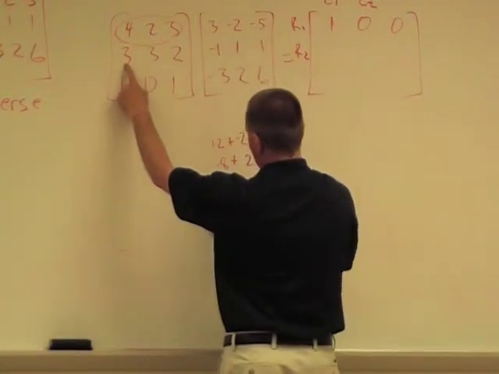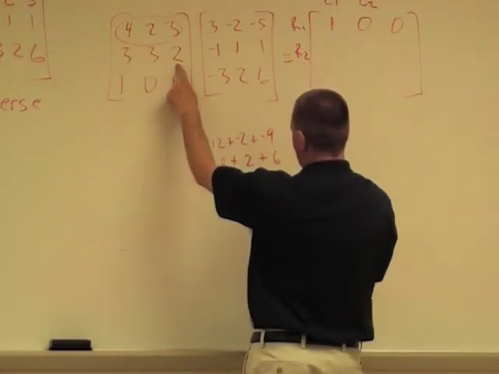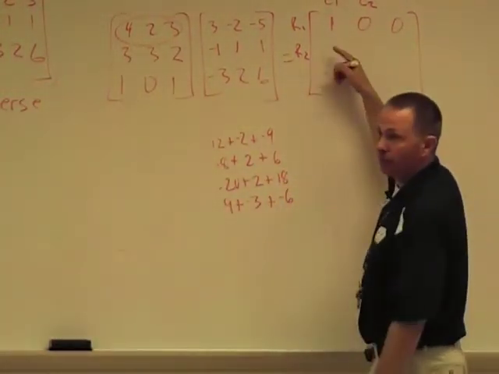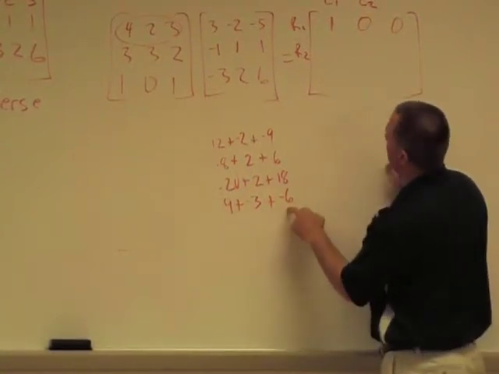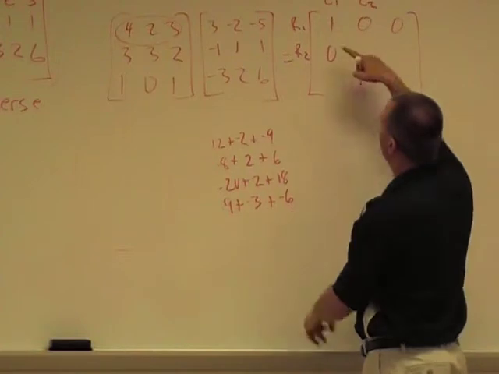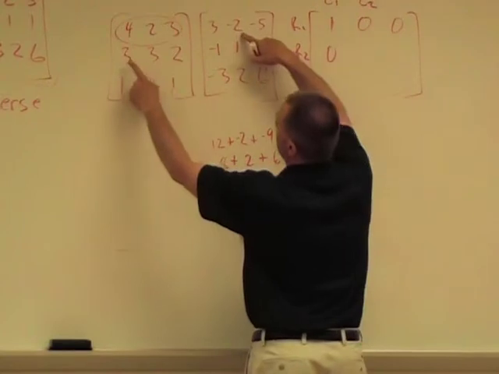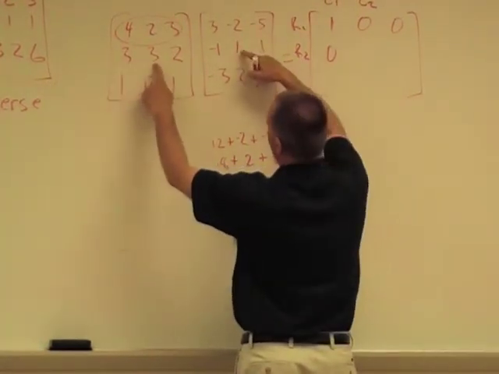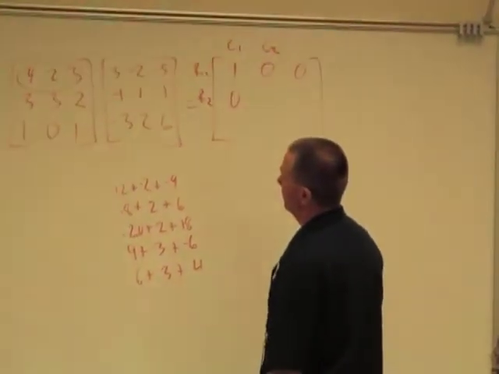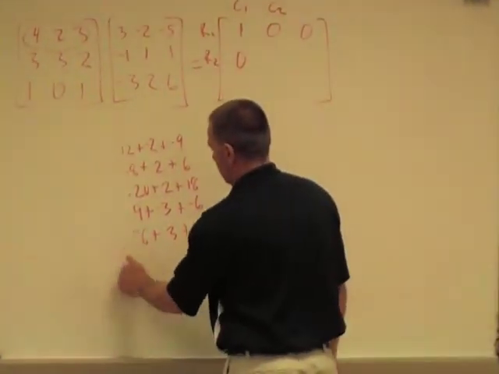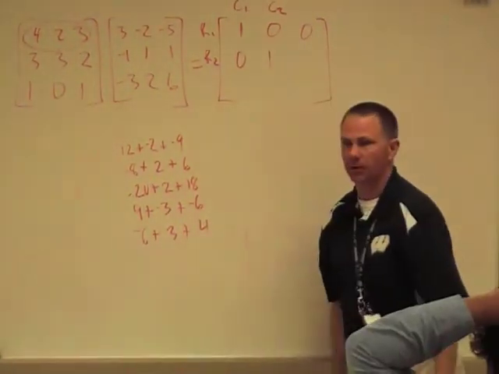3 times 3 is 9, plus 3 times negative 1 is negative 3, plus 2 times negative 3 is negative 6. This should be 0 here if this is our identity. 9 plus negative 3 is positive 6, and negative 6 is 0. How do I get row 2, column 2? By multiplying row 2 times column 2. Negative 6 plus 3 plus 4: negative 6 and 3 is negative 3, plus 4 is positive 1, and we wanted that to be 1.